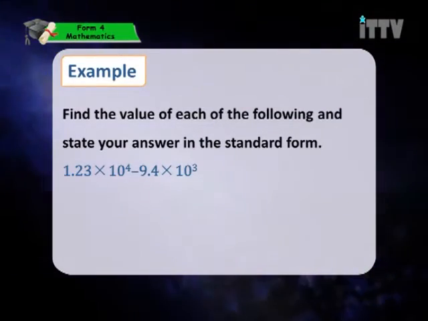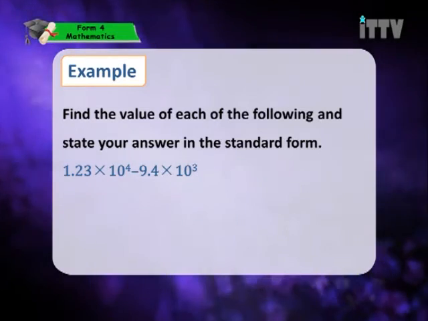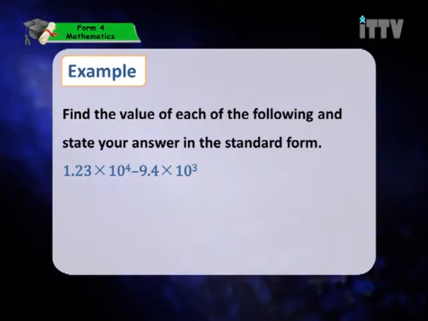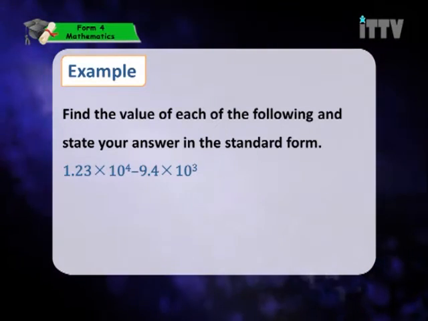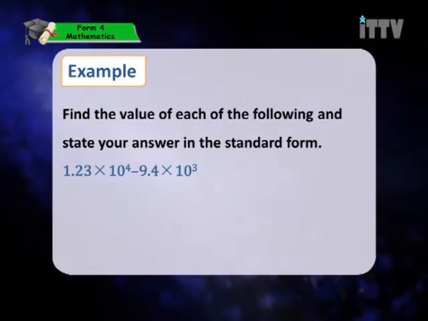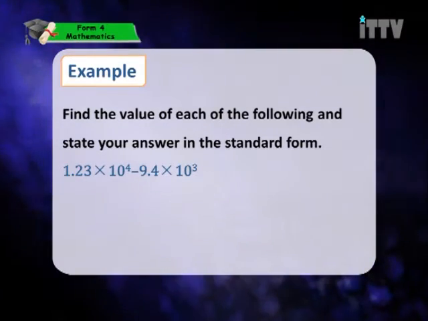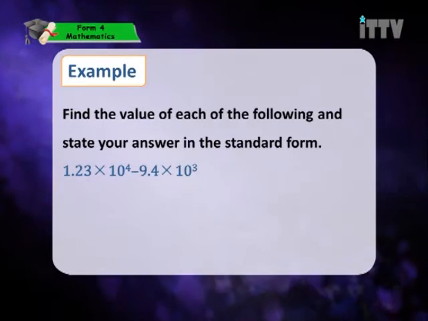Find the value of each of the following and state your answer in the standard form. Alright, it is 1.23 times 10 to the power of 4 minus 9.4 times 10 to the power of 3. So it involves subtraction of 2 numbers in standard forms. How do we find the answer using method 2? Let's proceed to the board.